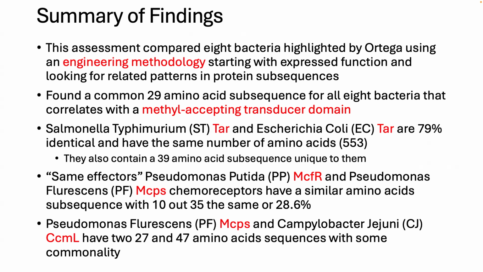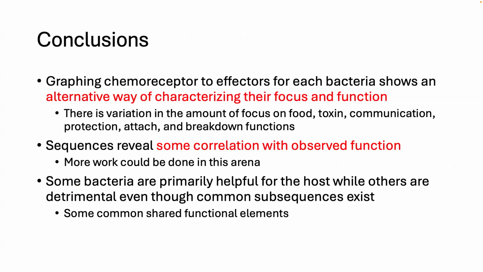The quote, same effectors for PP and PF using the MCPR and MCPS chemoreceptors, have a similar amino acid subsequence of 10 out of 35 that are the same, which equates to 28.6%. And the PF-MCPS and CJ-CCML have two subsequences, 27 and 47 amino acids, with some commonality, and I showed the structural relationship for those.